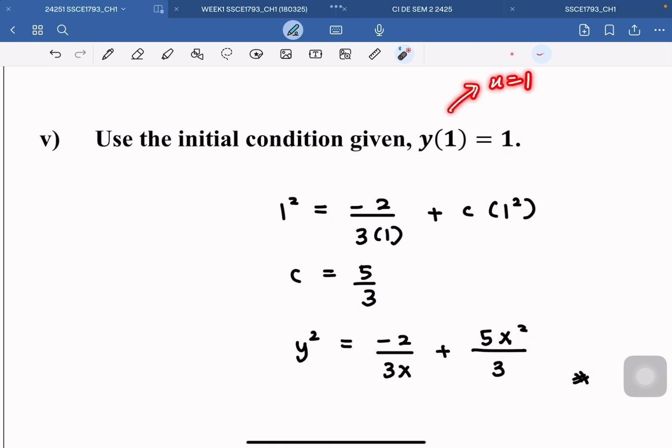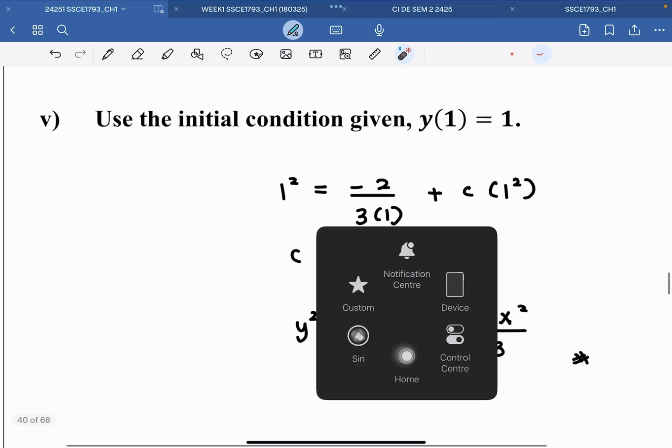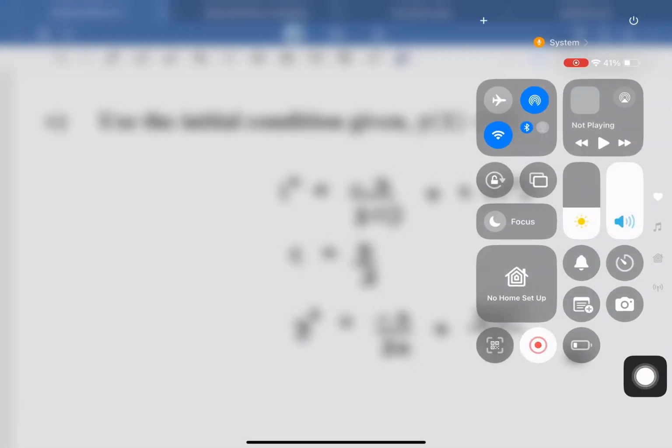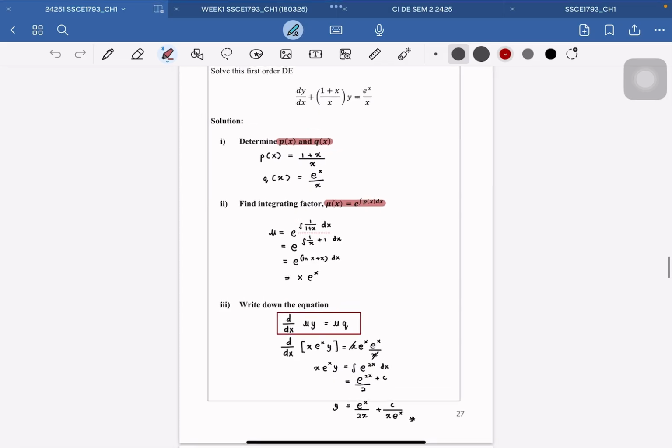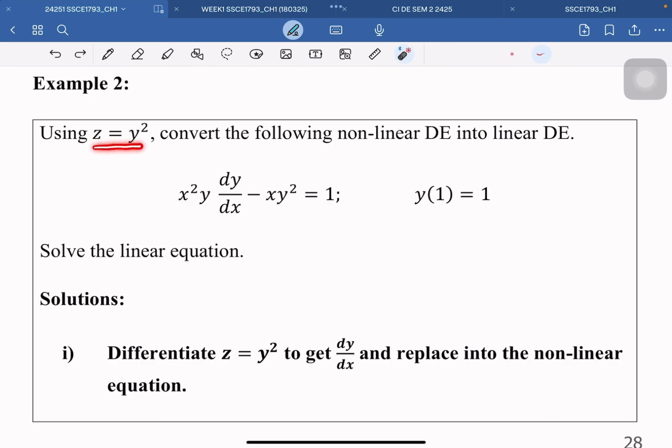Since the question gives you the initial condition y(1) equal to 1, which is x equal to 1 and y equal to 1, substitute back into the equation and you will get the value of c, which is 5 over 3. So substitute, and this will become your final answer, and then you're done. You just need the 3 steps: 1, 2 and 3. So you have to remember this as well. Okay, simple.